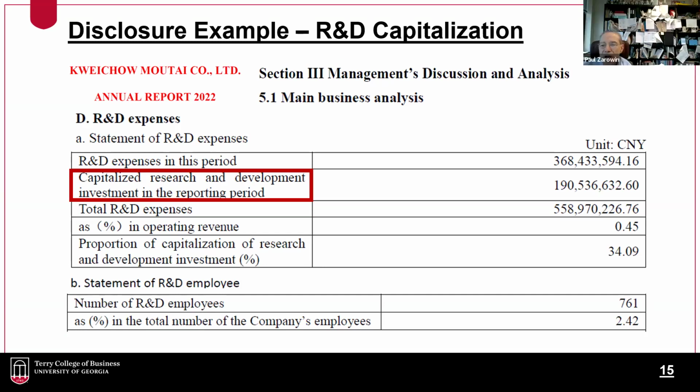So the 34% is 190 divided by 368 plus 190, right? Yes. Okay, all right. So the third line there is the sum of the two. So I didn't see that. Yes. Okay, I just want to make sure I understood. Sure. And then you can see anyway.